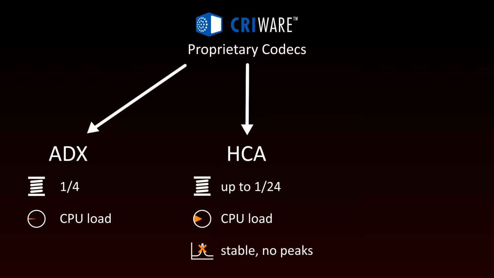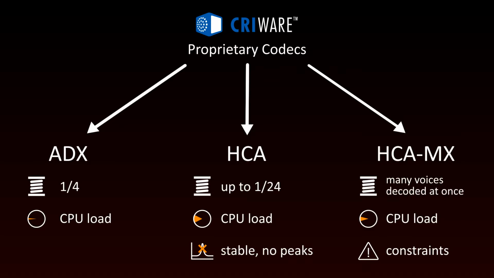The second proprietary codec is HCA, for High Compression Audio. It offers compression ratios comparable to the general-purpose audio codecs such as MP3 or AAC. However, it does it with a very low and stable CPU cost. In particular, there is no peak at the beginning of the decoding.